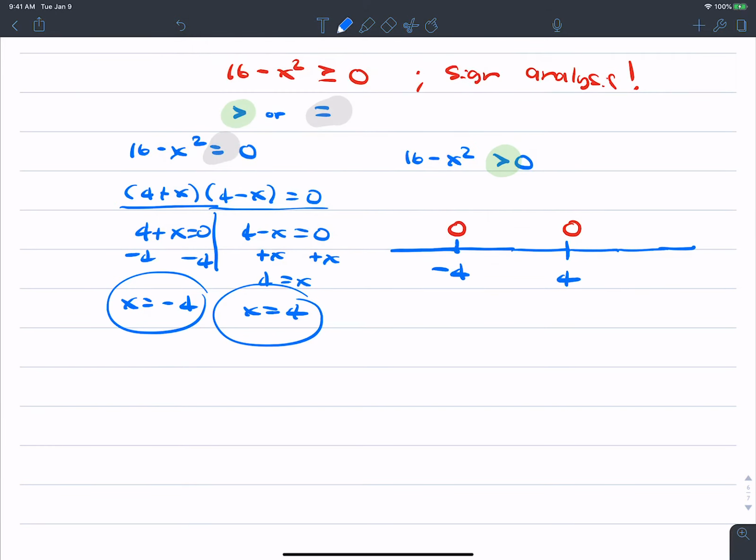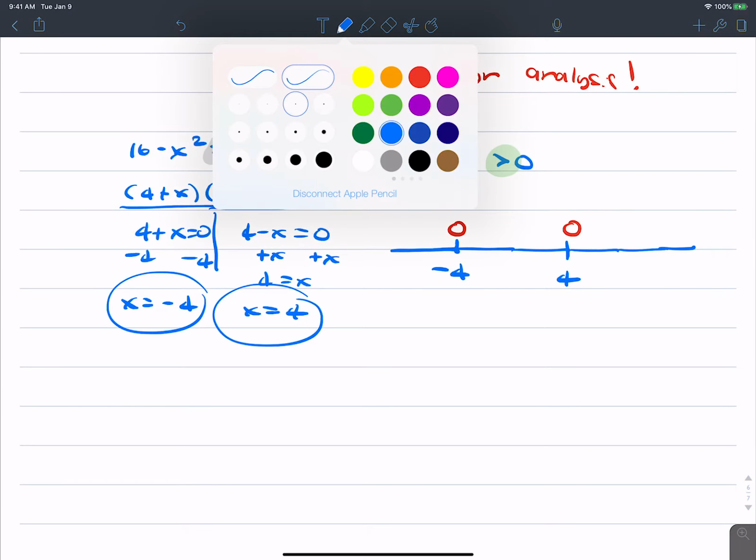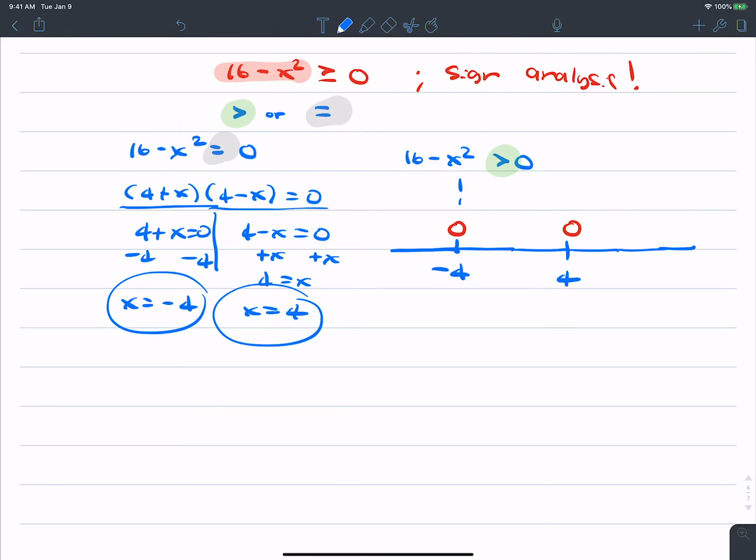Because we're looking at this particular product way up here. We're trying to know where 16 minus x squared is greater than or equal to 0. So we simply notated already where it equals 0. What we need now is some test points, because these zeros partition our real number line again into 3 regions. So we have to test the sign of each region. So I need test points. I need a value to the left of negative 4. We'll say negative 5.